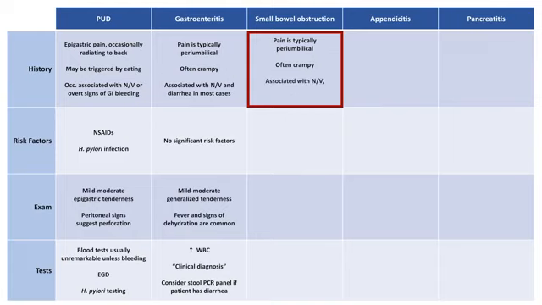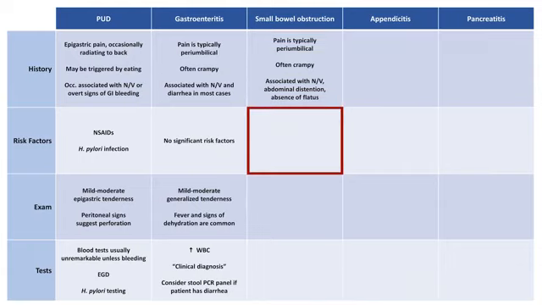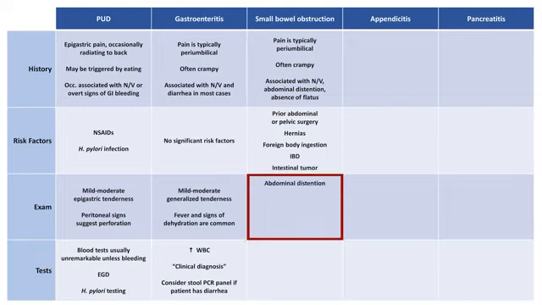It's associated with nausea and vomiting, abdominal distension, and an absence of flatus. Risk factors for an SBO include prior abdominal or pelvic surgery, hernias, foreign body ingestion, inflammatory bowel disease, and an intestinal tumor. The exam usually shows abdominal distension. There may be high-pitched rushing bowel sounds. There may be signs of dehydration. And peritoneal signs suggest perforation or infarction.